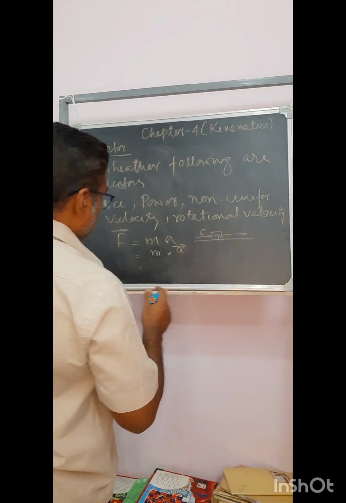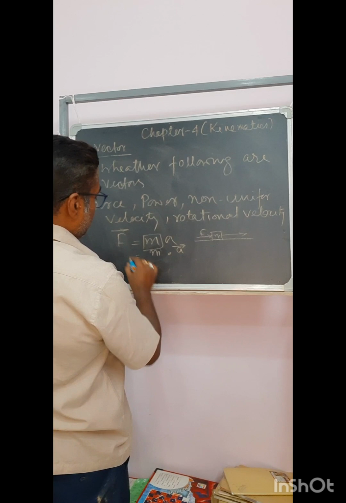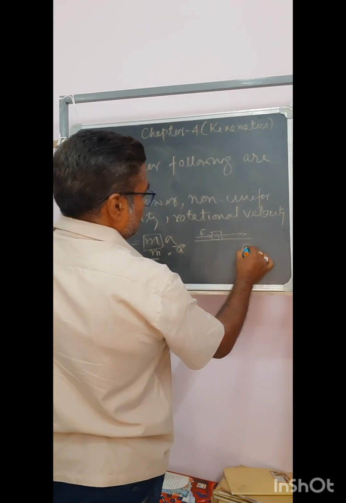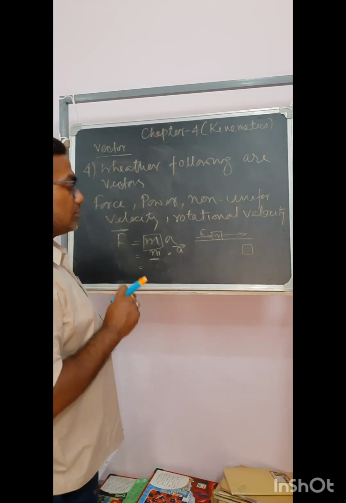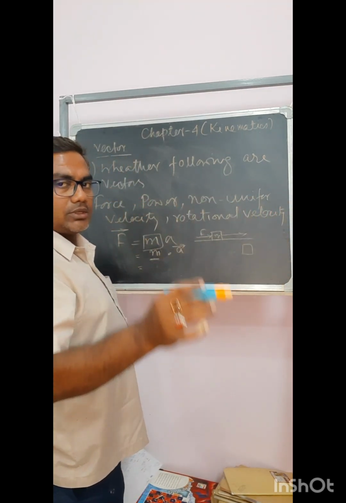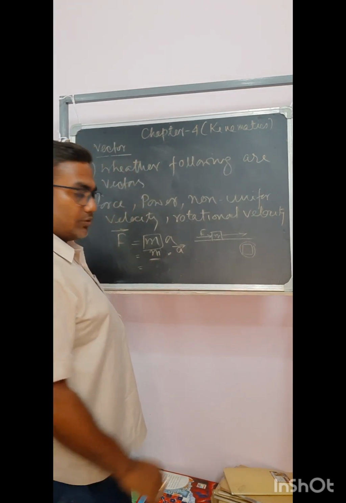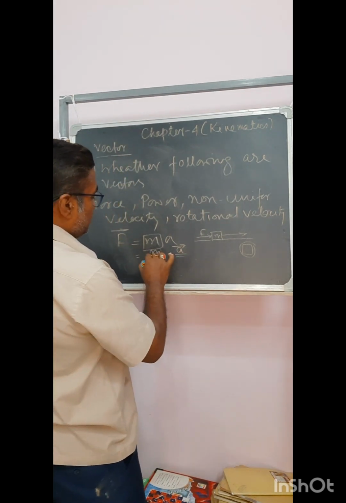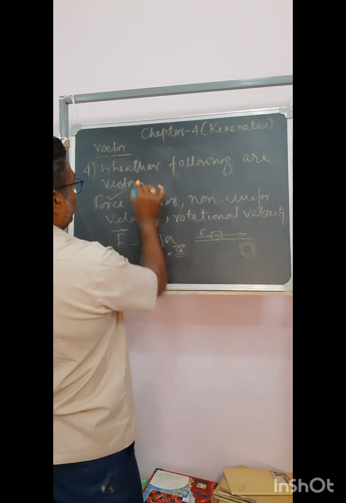As I told earlier during the theory class, any scalar, if it is multiplied with a vector, will give a vector. So mass is a scalar here because mass does not need any direction. Mass is an inherent property of any object. Mass anywhere in the universe, anywhere you place it, won't change. The value of mass is a scalar. And acceleration is a vector. So the force, which is a multiplication of mass into acceleration, is definitely a vector. So this is a vector.